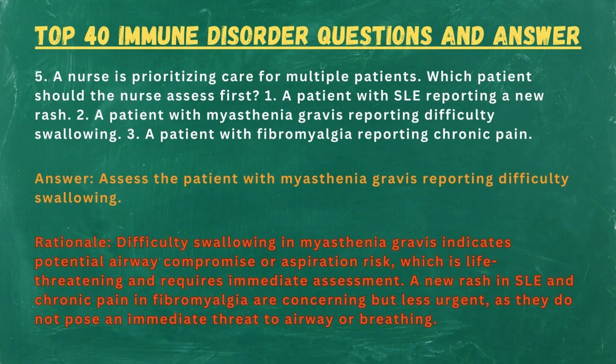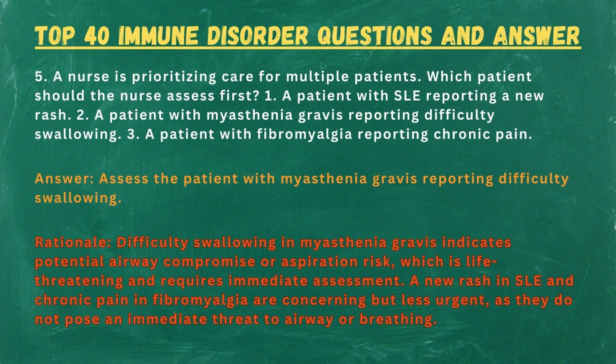5. A nurse is prioritizing care for multiple patients. Which patient should the nurse assess first? 1. A patient with SLE reporting a new rash. 2. A patient with myasthenia gravis reporting difficulty swallowing. 3. A patient with fibromyalgia reporting chronic pain. Answer. Assess the patient with myasthenia gravis reporting difficulty swallowing.